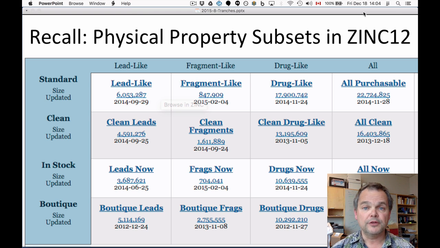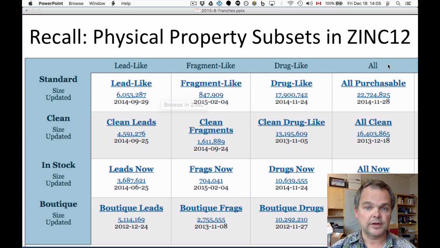So if you're used to ZINC 12, or if you haven't used ZINC 12 and you're starting with ZINC 15, just bear with me for a minute, because this will also help you to understand why things are the way they are. In ZINC 12, and those of you who are familiar with ZINC 12 will remember that when we had property subsets, they were organized like this. Along the horizontal axis is the types of databases by properties. So lead-like up to 350 Daltons, fragment-like up to 250 Daltons, drug-like, including both of those two, plus more molecules up to 500 Daltons, and all.